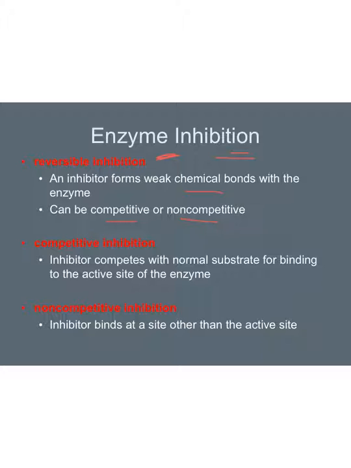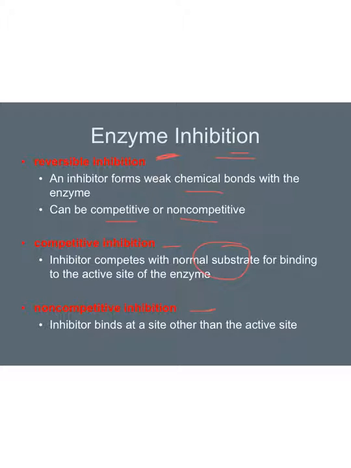Now, there are two types of reversible inhibition. We can talk about competitive inhibition or non-competitive inhibition. I'm going to show you a picture of this in a second. So a competitive inhibitor is an inhibitor that competes with the normal substrate for binding to the active site of the enzyme. So this is a molecule that looks a lot like a substrate and tricks that enzyme into thinking that it is the substrate. And so the enzyme will bind it, and it turns out to be a competitive inhibitor.